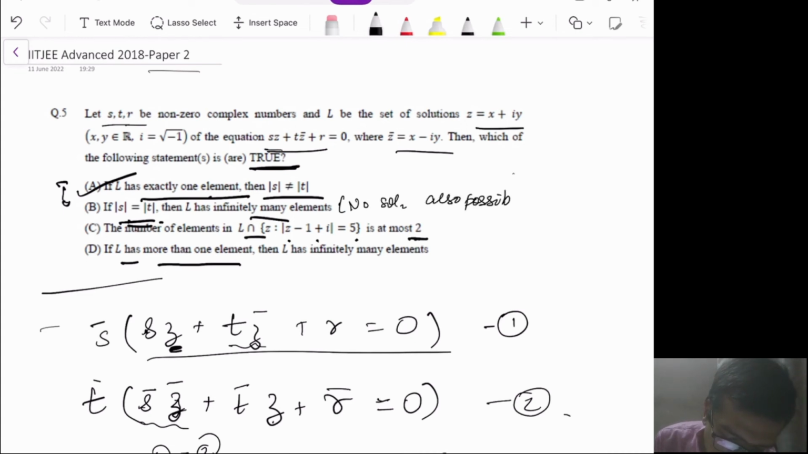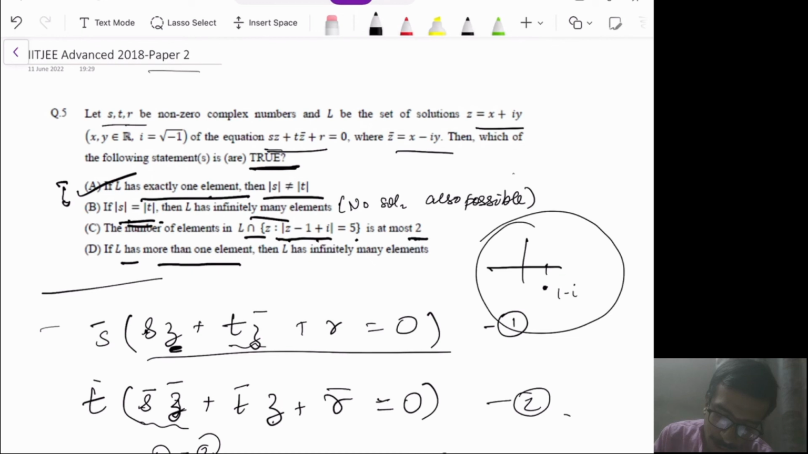So this option is not true. The number of elements in the set L intersection Z such that mod of Z minus 1 plus iota, okay, so Z minus 1 minus iota here, this equals 5. So this is basically a point 1 minus iota and you have a circle of radius 5 around it. And it says the number of elements in L intersection this circle.